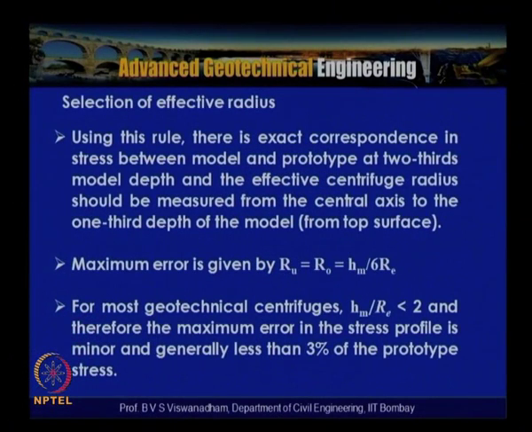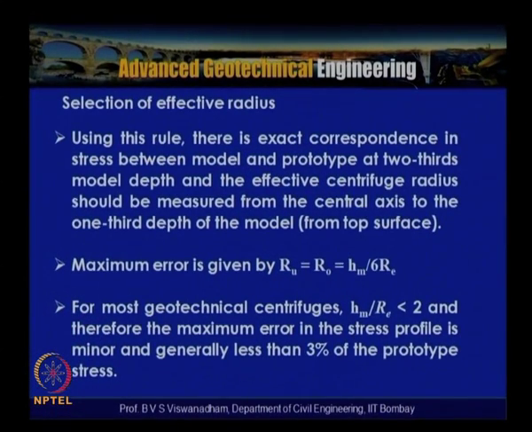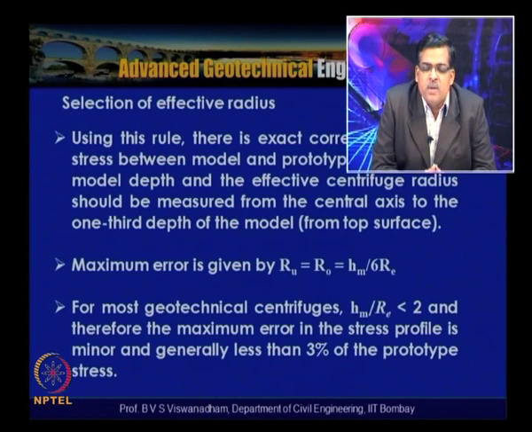So this implies that using this rule, there is exact correspondence in stress in the model and prototype at 2/3 of the model depth, and the effective centrifuge radius should be measured from the central axis to the 1/3 depth of the model from the top surface. There are a number of interpretations that do exist. This says that Re is equal to Rt plus 1/3 of hm, that is 0.33 times hm. But some other investigators have presented Re equal to Rt plus somewhere like 0.4 times hm, measured from the top surface.